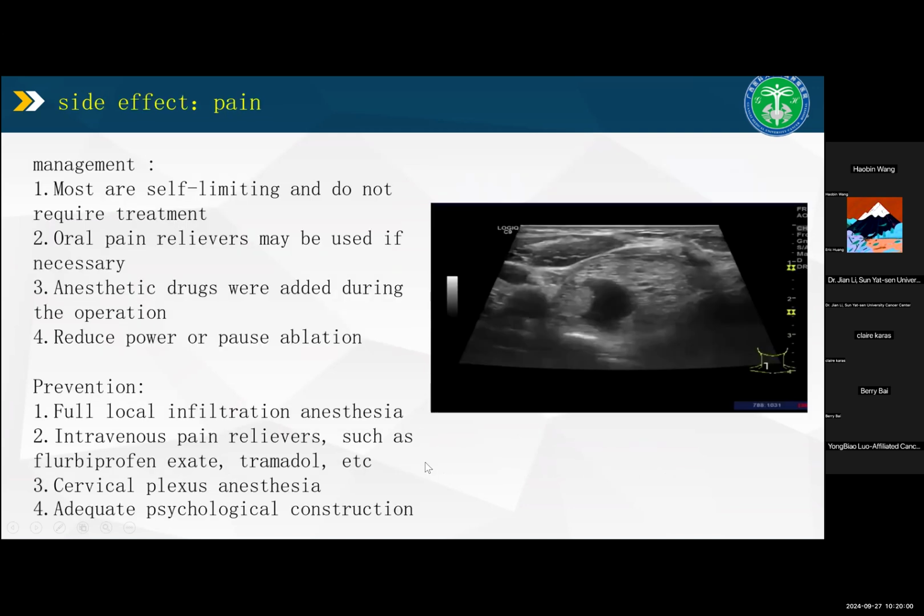I think its management is that we do not require treatment. This type of pain is mostly self-limiting and does not require treatment. If the patient is in pain, they can take some painkillers orally or we can add some anesthetics during surgery, as well as reduce the ablation power. When the patient's pain is more obvious, we can pause the ablation temporarily.